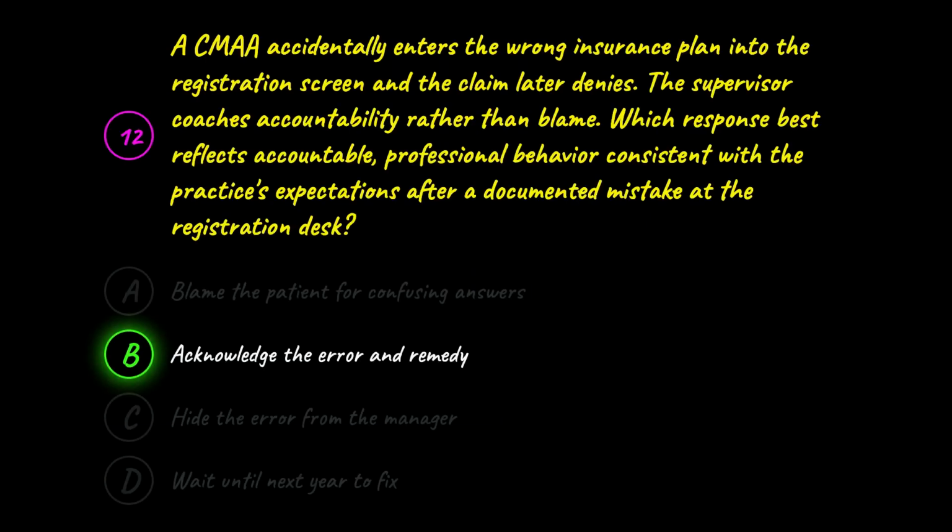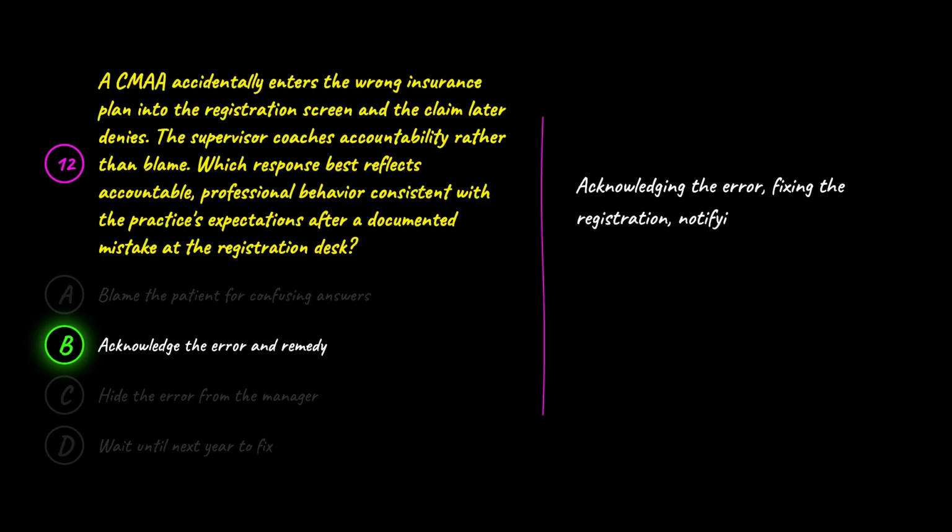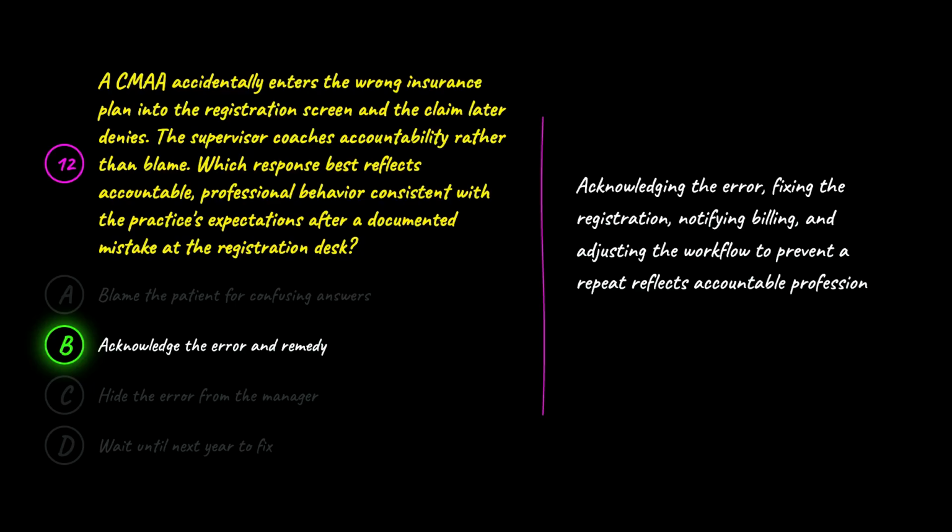The correct answer is B. Acknowledge the error and remedy. B is correct because acknowledging the error, fixing the registration, notifying billing, and adjusting the workflow to prevent a repeat reflects accountable professional behavior, which protects the patient, the practice, and the CMAA's professional standing over time.